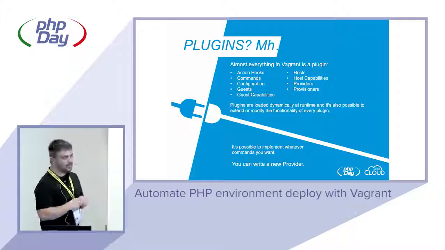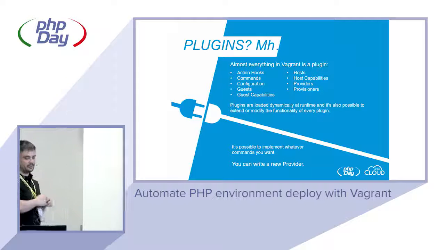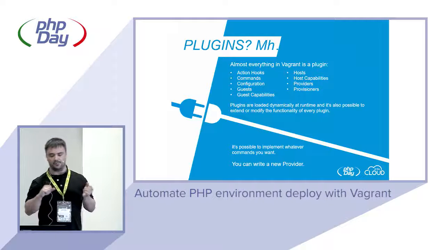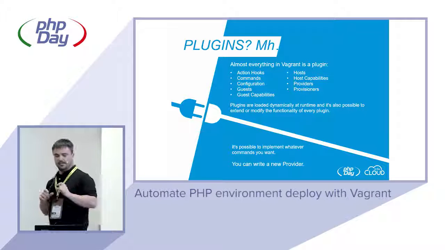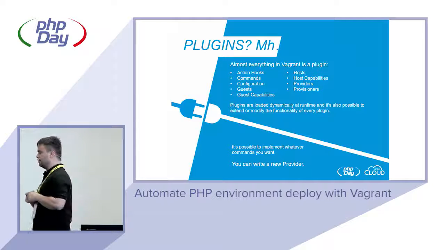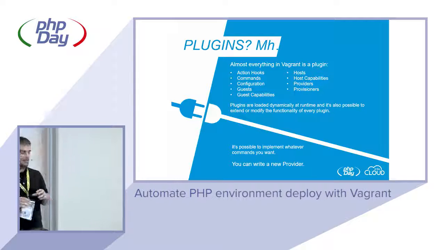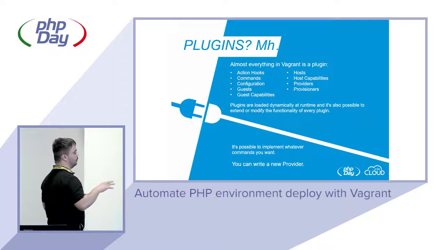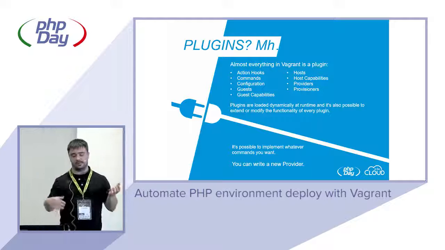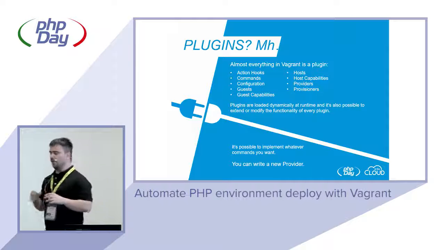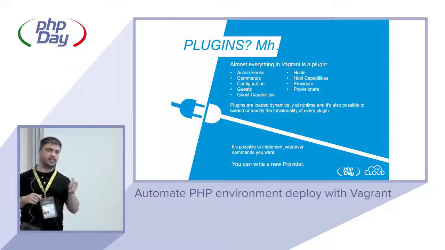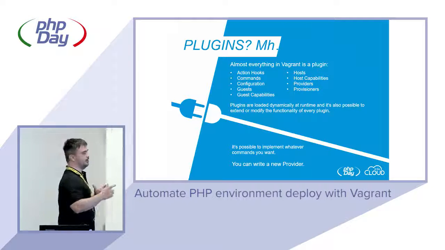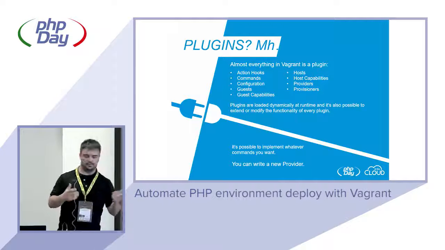Let's see what the main components of Vagrant are. We have actions, hosts, commands, host capabilities, guests, providers, and provisioners. Action hooks are middleware. Vagrant uses a middleware to work, so actions are the middleware that are pushed inside the middleware stack. In this way, you can hook before and after a certain action, you can push your action, or you can remove an action.